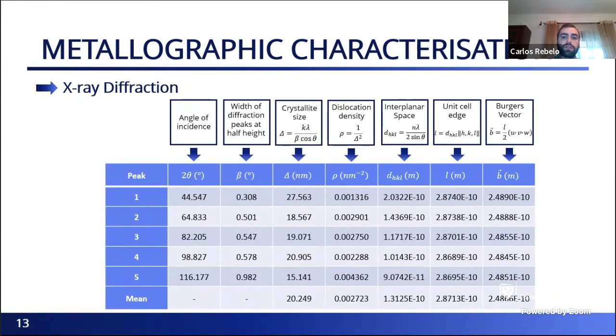The table of results is shown here. The first 2 columns, corresponding to the angle of incidence and the width at half height of the peak, are taken directly from the X-ray diffraction analysis. This makes it possible to determine all the other parameters presented here. The most important of these are the dislocation density and the Burgers vector, which are necessary to apply the Huffman model.